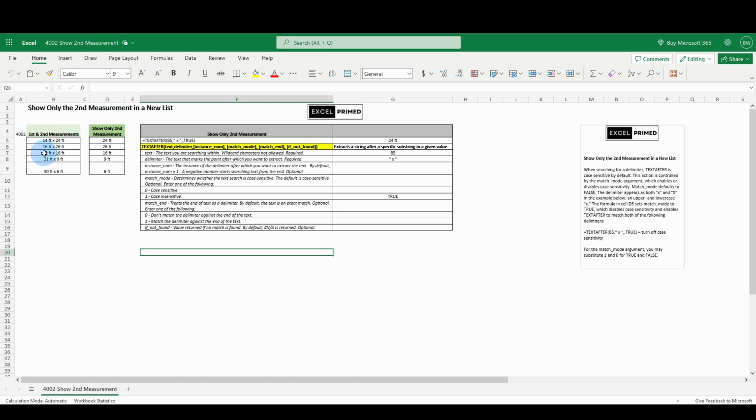Show only the second measurement in a new list. I use the word measurement for lack of any other term. 14 feet would be measurement 1, 24 feet would be measurement 2. What we're looking at is text after.